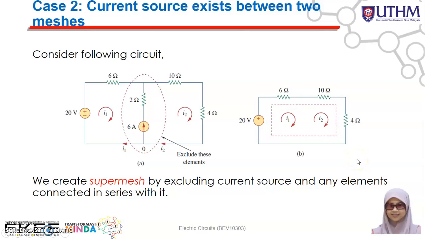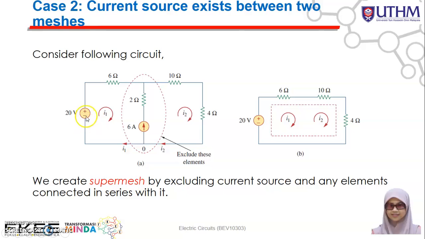So why do we need the super mesh, and why do we need to treat it differently? For mesh analysis, as you might know, we apply Kirchhoff's voltage law. But when you apply KVL, you must know the voltage drop at each branch. So you must know the voltage drop across here, across here, and across here. But in this case, because you have a current source, you don't know the voltage drop across the 6 ampere source. That's why we exclude the whole thing and create the super mesh.